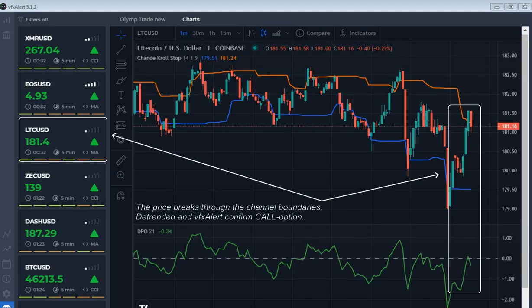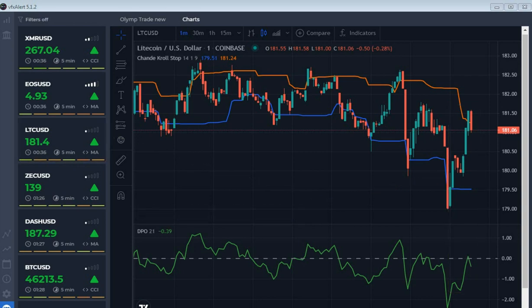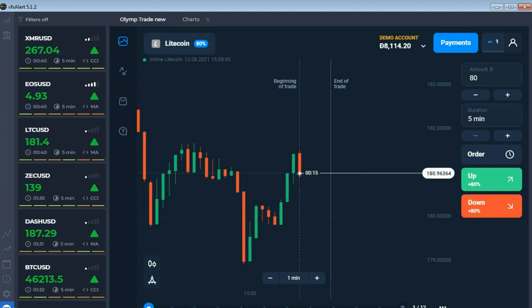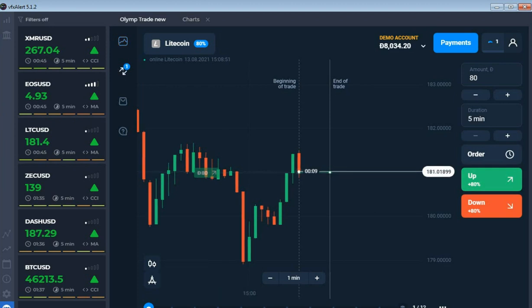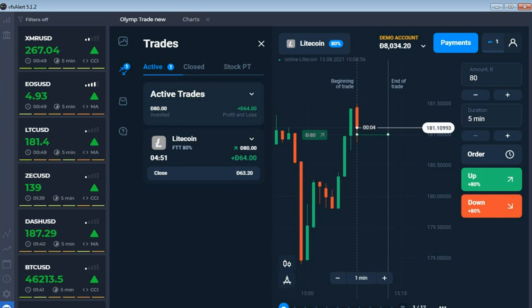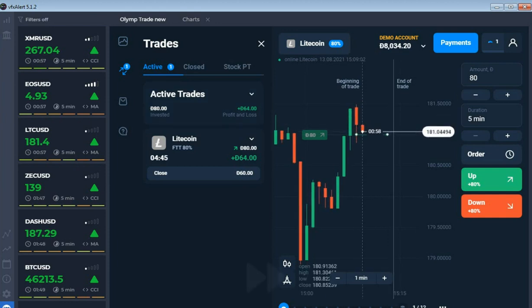Litecoin. The third rebound from the lower border, followed by a price movement through the entire channel. Probably the beginning of an uptrend. Detrended and vfxalert confirm the first call option. We will hold a quick trading session and leave the market after 3 to 4 profitable options and no losses.